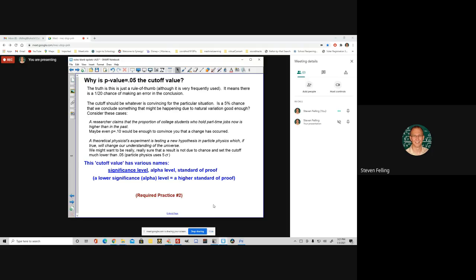And if you can reject it because the p-value is less than 5%, then you say we do reject the null hypothesis, so therefore we do have evidence that there's an alternate hypothesis explanation.